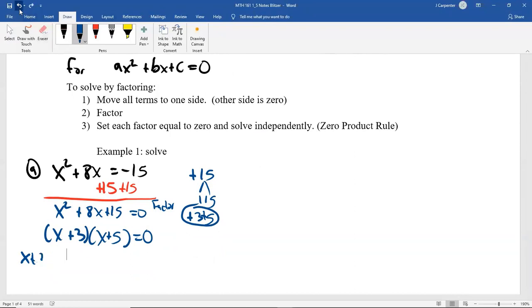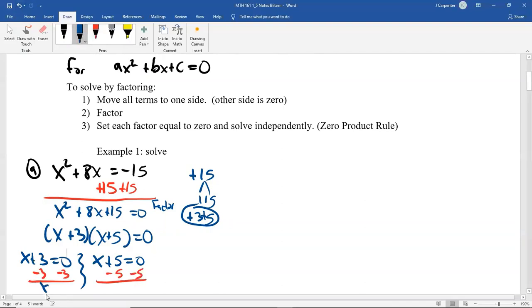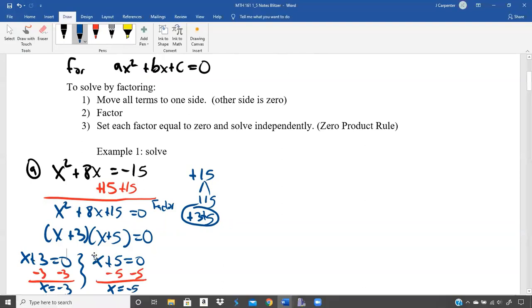Come on, there we go. Then, completely independently, we take the x plus 5 equal to 0. I can't just set x squared plus 8x plus 15 equal to 0. That fails miserably. Then, simple algebra: subtract 3 on both sides for the first one, subtract 5 on both sides for the second one, and then you get x equals negative 3, and x is equal to negative 5.